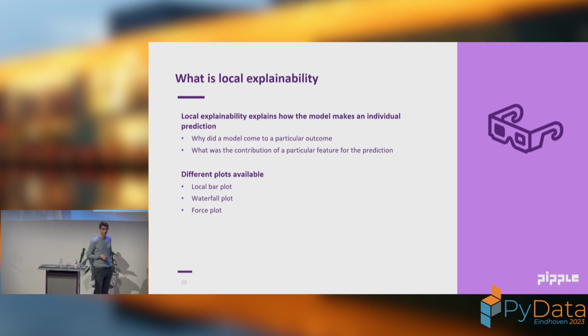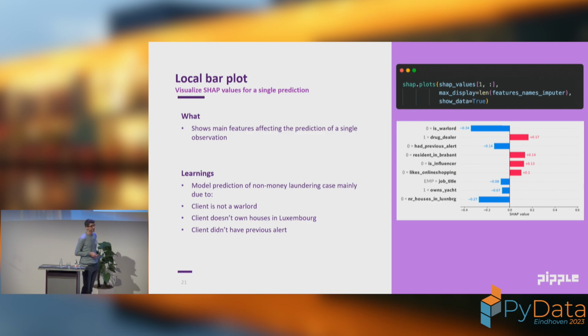Let's start with the local bar plot. It's quite similar to the global bar plot. Basically, each feature is really off of one single prediction, so you can also see the value that the feature had for the single prediction. So in this case, you would sum it up: you see it's a non-money laundering case because the SHAP values on the left side dominate. And you can see which features would be dominant for the single prediction.